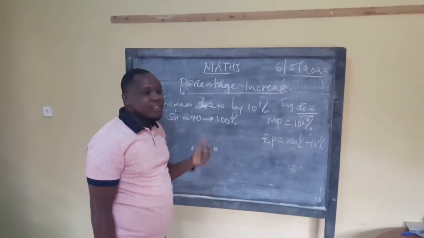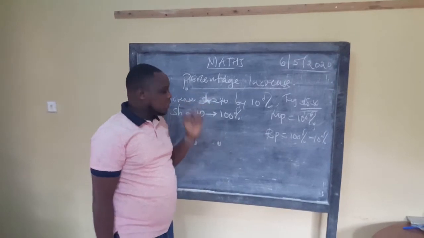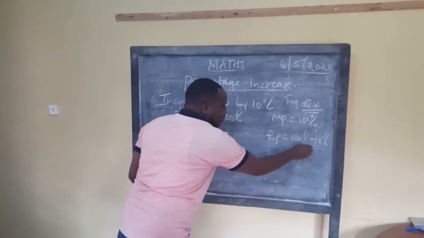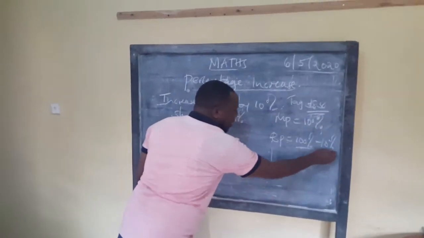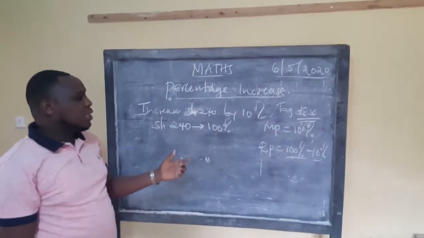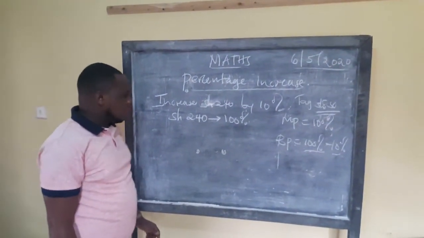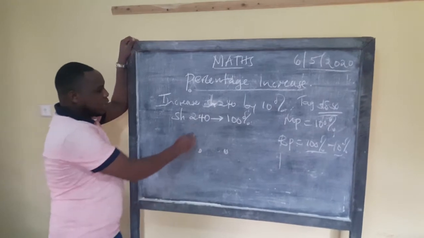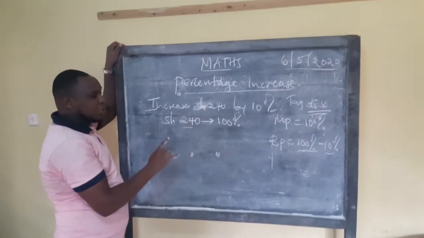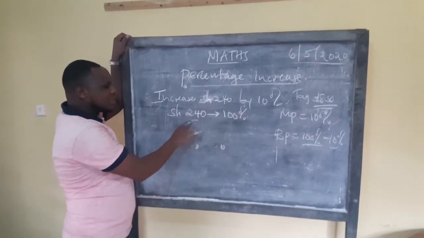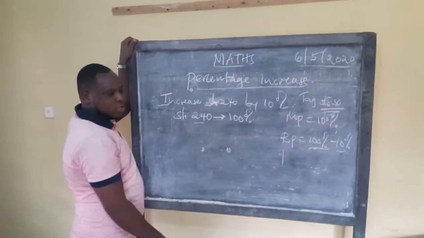Increase before you are given a discount. So for you to know, the buying price will be equal to 100% minus 10%. That's the amount that we will have bought that shirt at. So what are we saying? That 240 shillings was the original amount. Now we are told to increase this amount by 10%.